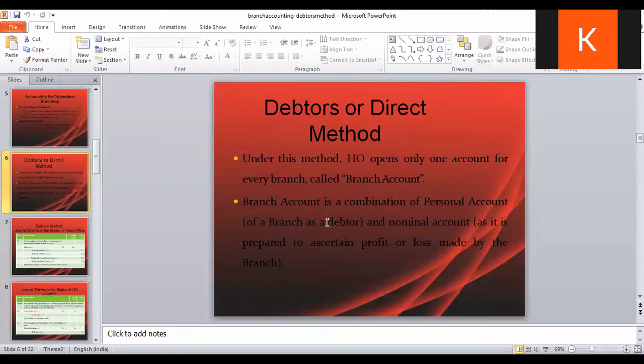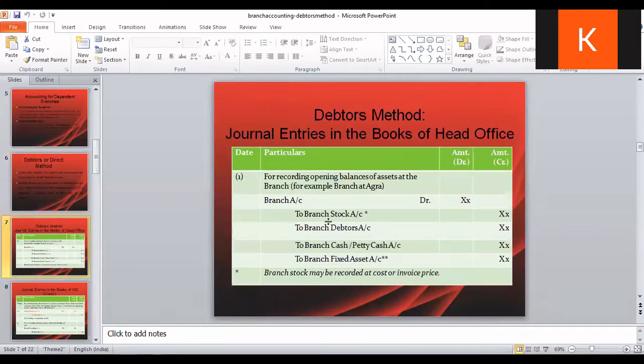See, under the debtors method, which is also called the direct method, the head office is going to prepare only one account. For keeping track of all transactions related to the branch, we call that account the branch account. So let's start with the first journal entries under the debtors method.